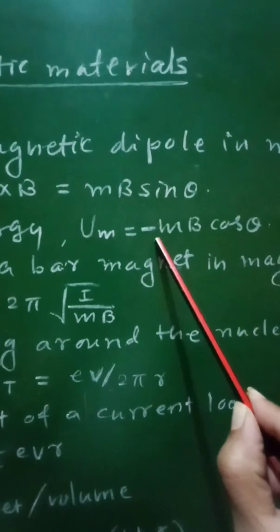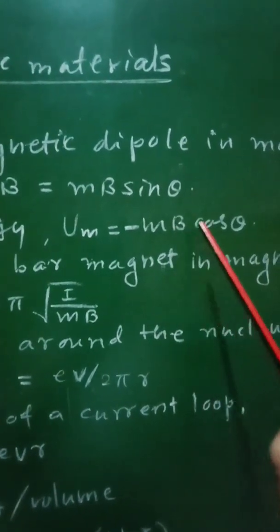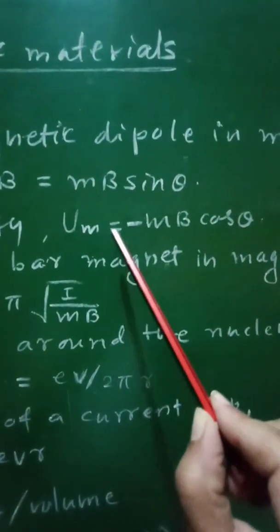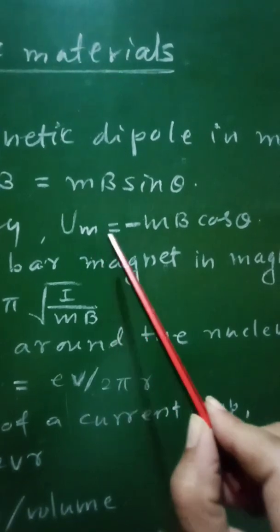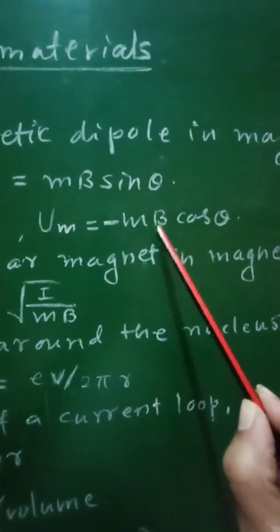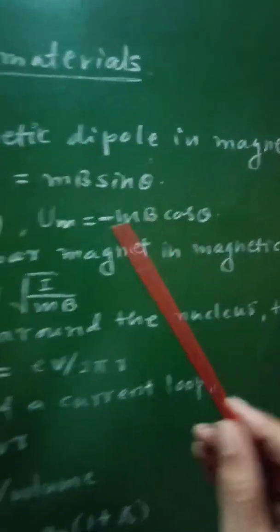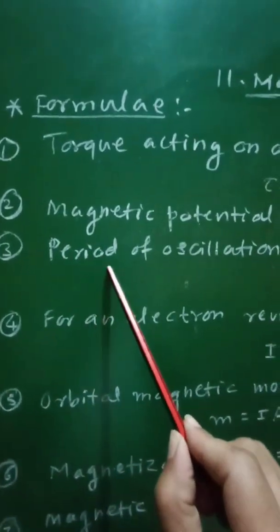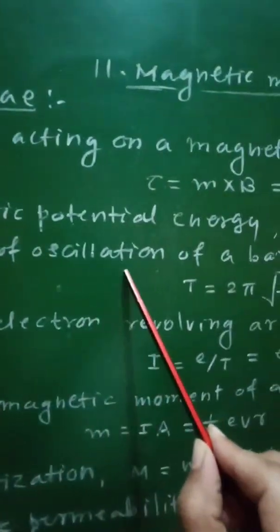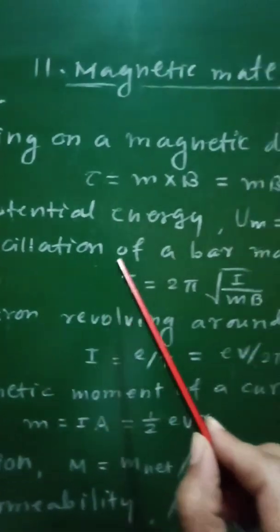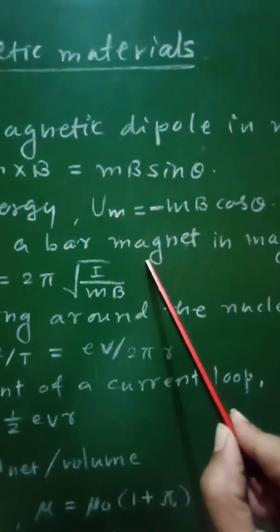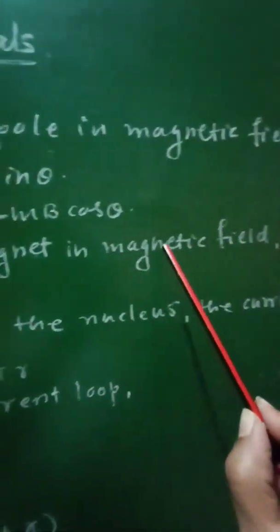Um equal to minus mB cos theta. Magnetic potential energy Um equal to minus mB cos theta. Third formula gives the period of oscillation of a bar magnet in magnetic field.